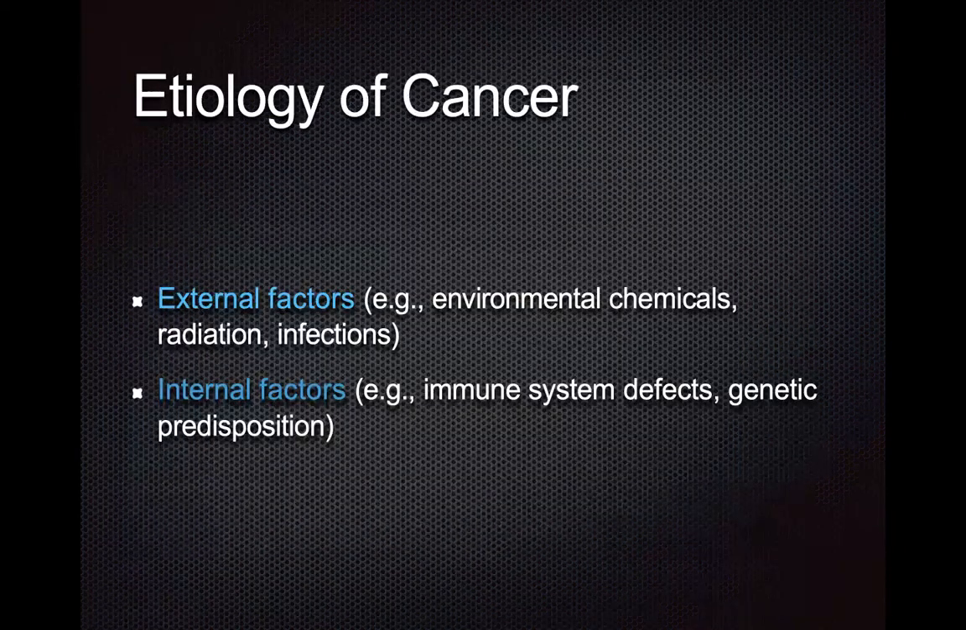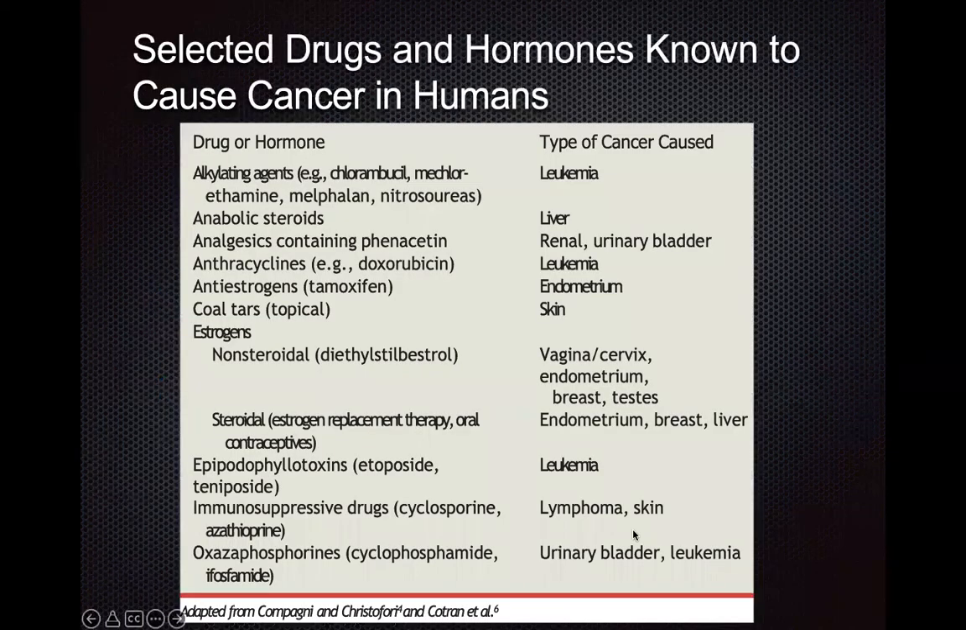So, the etiology of cancer has two different parts. First of all, external factors such as environmental chemicals, radiation, and infections. The last one is internal factors such as immune system defects and genetic predispositions. So here are selected drugs and hormones known to cause cancers in humans.